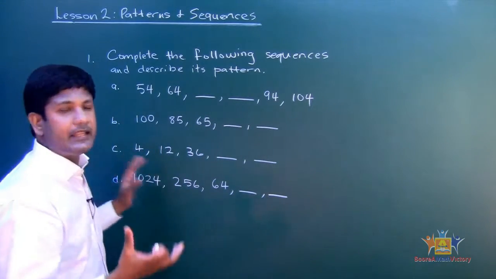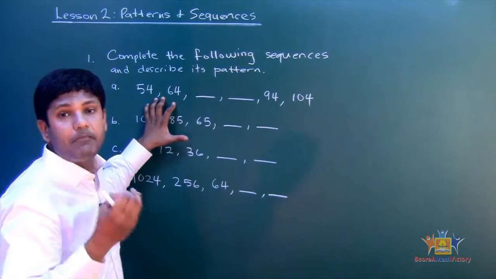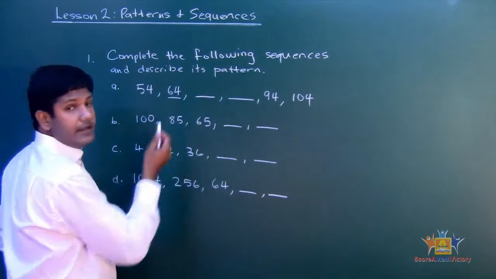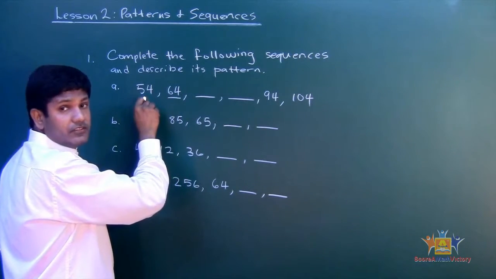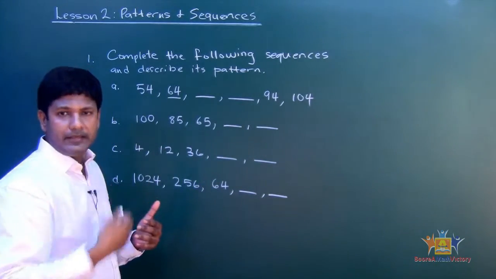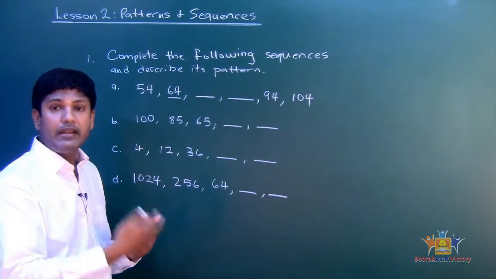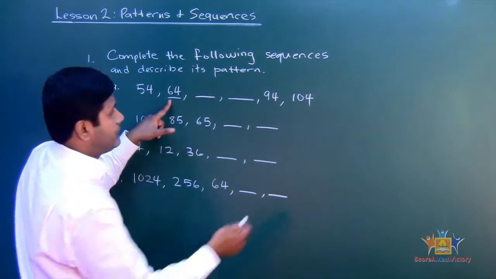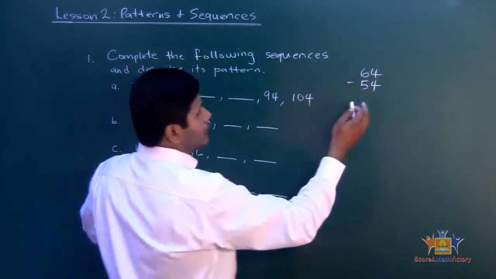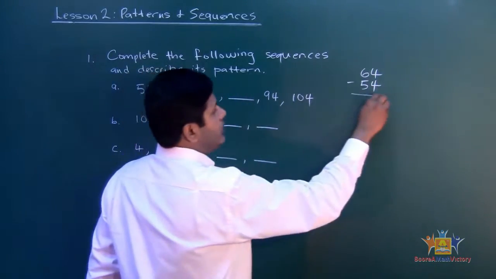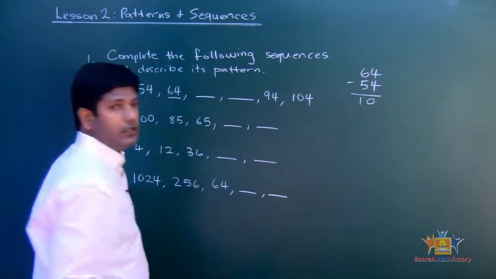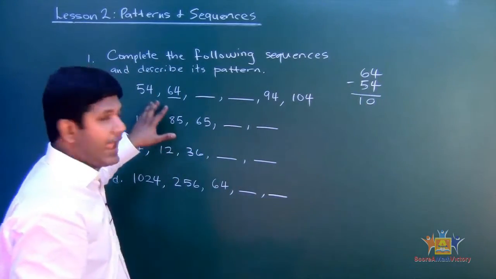How do we tell that this one is an addition, and what is the pattern? What you do is always take the second number and subtract the first number. Always the number after, subtracted by the number before, the one next to it. So let's say 64. I'm going to subtract 54 from it. 4 minus 4 is 0. 6 minus 5 is 1. That gives me 10. So I can say this is adding 10.